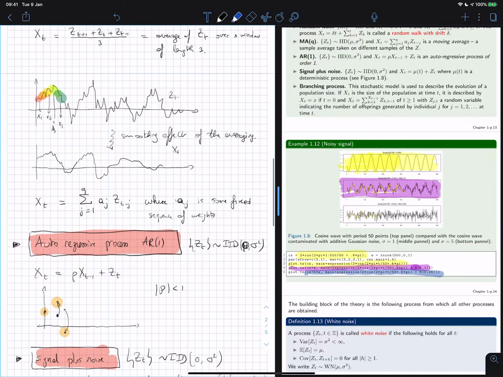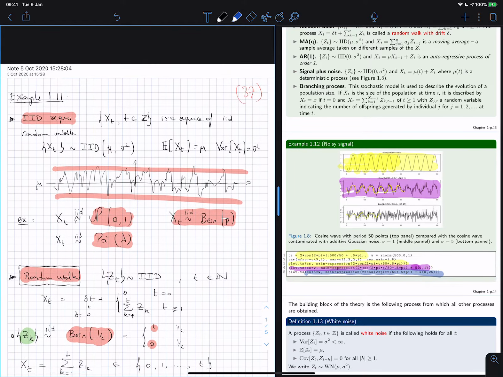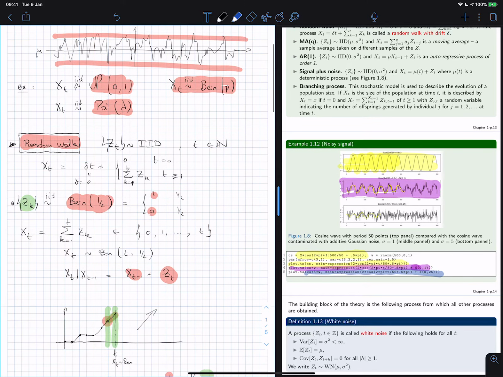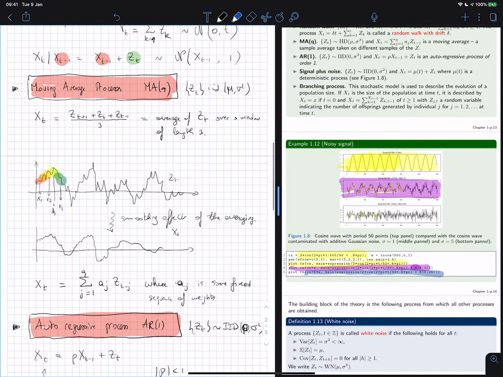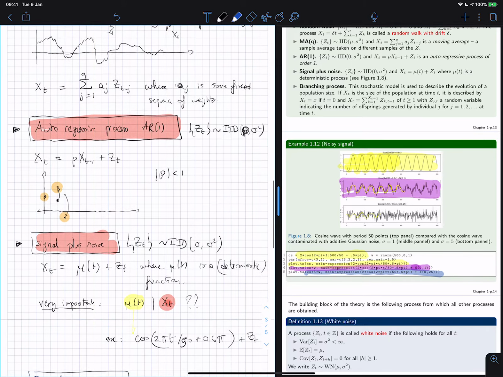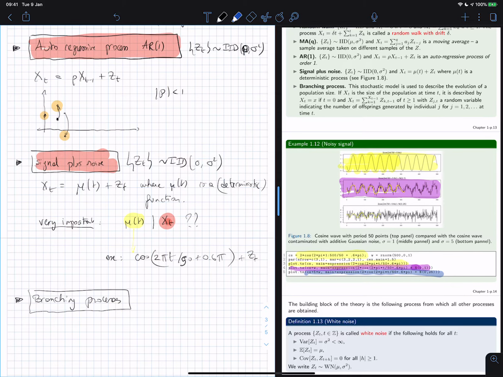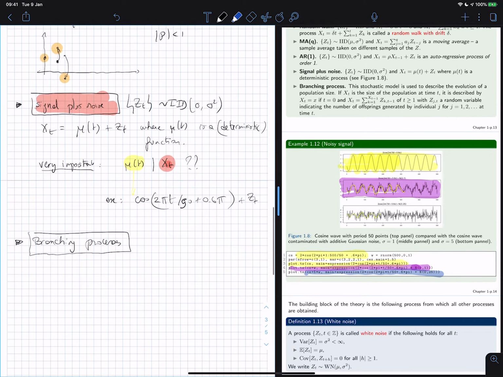So random walks will be more important in, let's say, finance. Those of you who would have studied stochastic calculus will have studied random walks in quite some detail. Moving average, autoregressive, and signal plus noise are basically the objects that we'll be studying in this course.